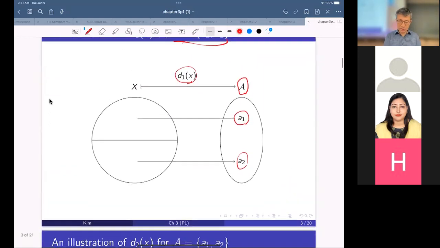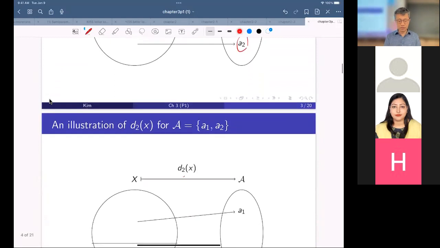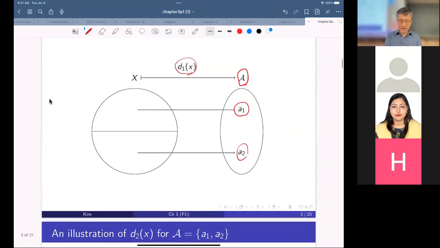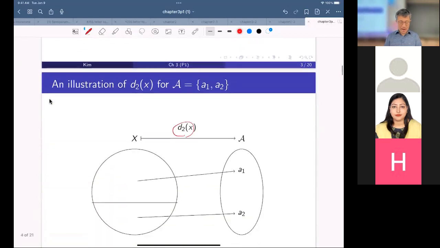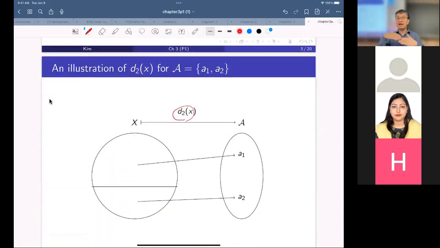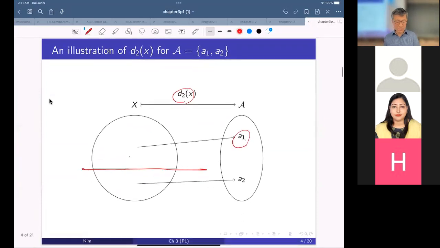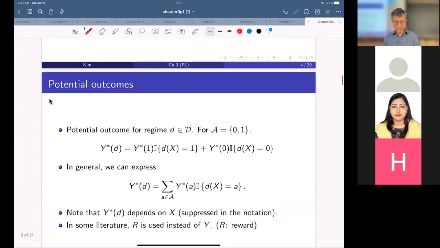And there could also be another one, D2, right? D1 is one particular rule which basically has a cutoff point at this particular line. But actually you can use a different line. So this is another cutoff point, so that a larger proportion goes to treatment A, A1, whatever. But that is basically the concept.